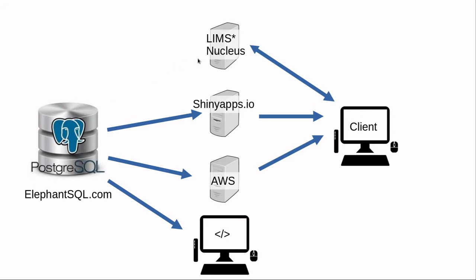The first visualization I showed you was LIMS nucleus running on Amazon Web Services. The PostgreSQL database was also running on the same EC2 instance. It contained the same data as was in the ElephantSQL database. This is the example data that comes preloaded in LIMS nucleus.